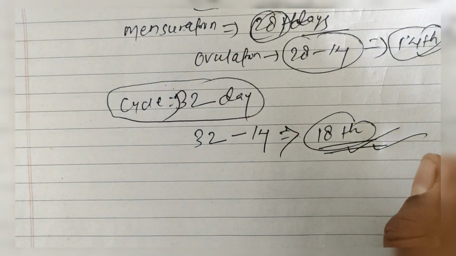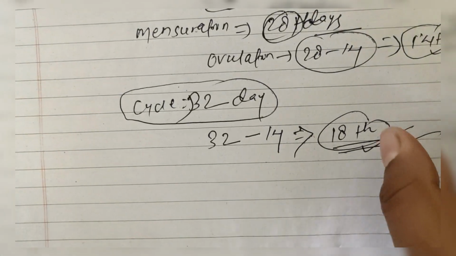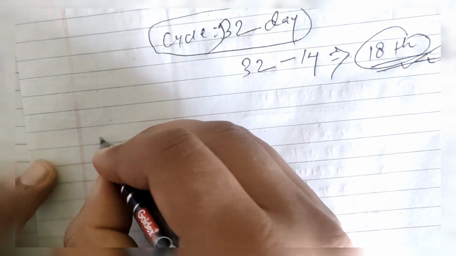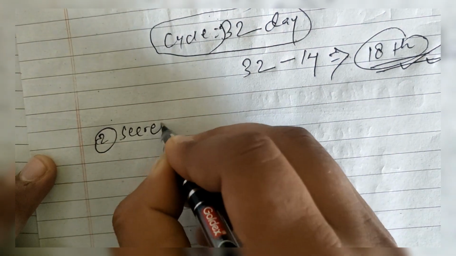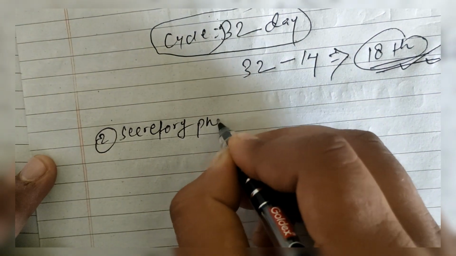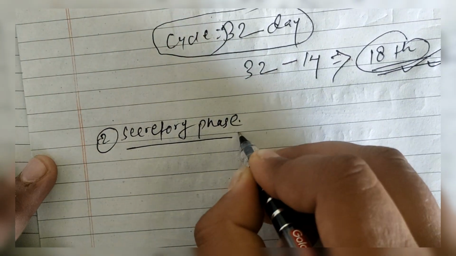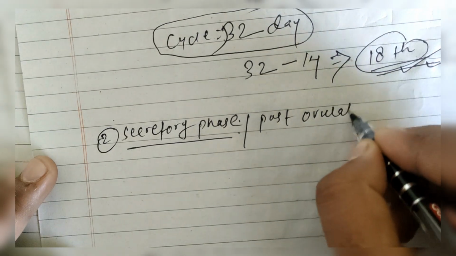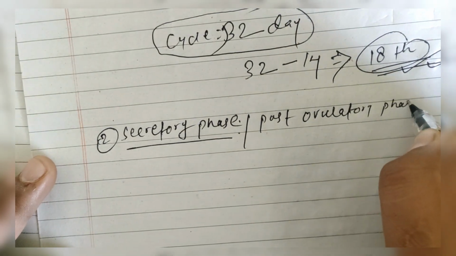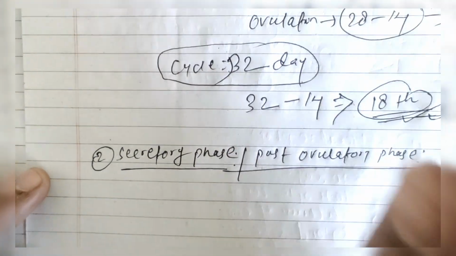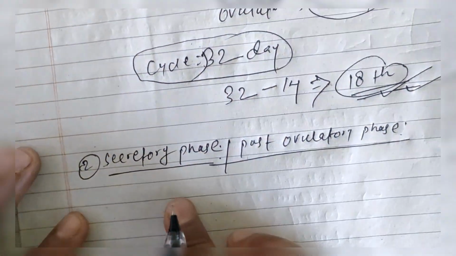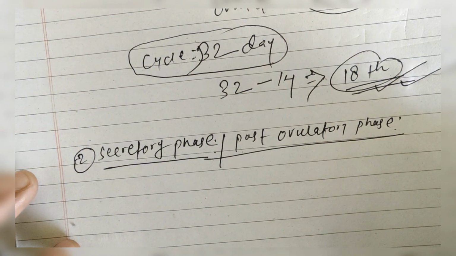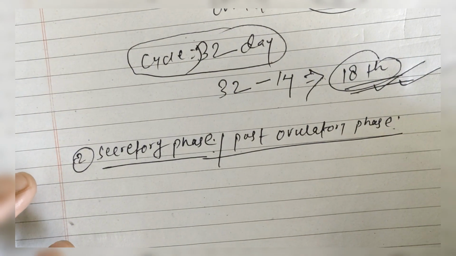And this is all about the proliferative phase. Now let's discuss the secretory phase. This is also the post-ovulatory phase, because the ovulation takes place at the end of the proliferative phase. So this is also known as the post-ovulatory phase. Now let's discuss this secretory phase. It starts after the ovulation and lasts until the next bleeding.